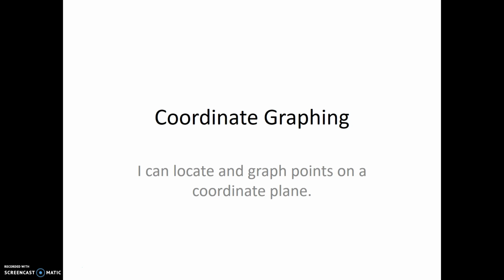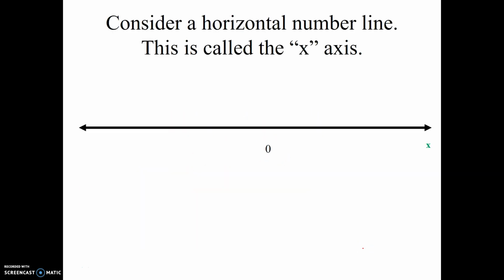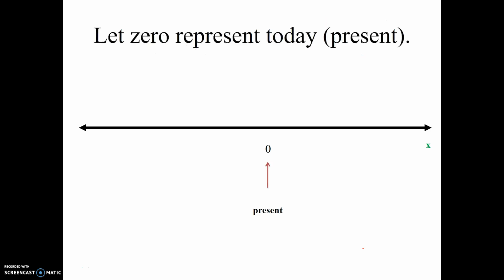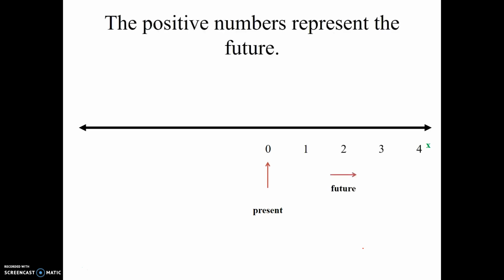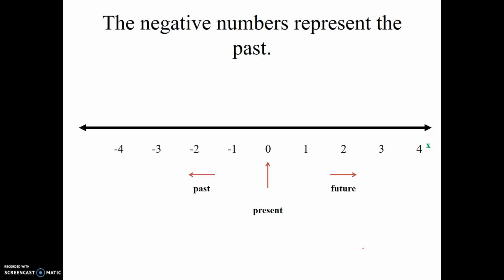So let's begin with thinking of the horizontal number line that we have been used to dealing with. And this is called the x-axis. It's the horizontal number line. 0 would represent the present or today or a starting point. Anything going to the right would represent the future or those positive increasing values, and anything going to the left would be those negative values.